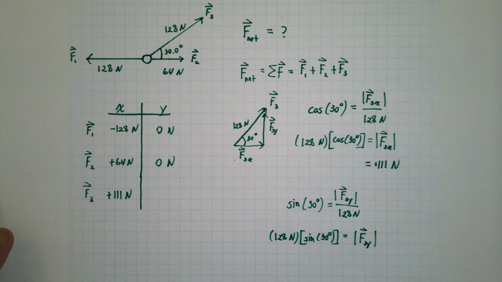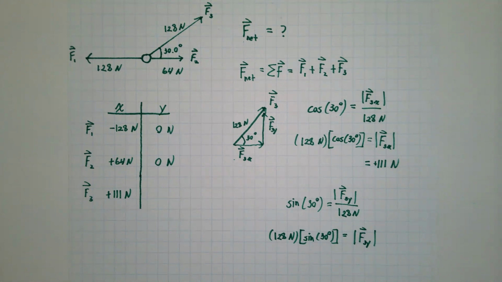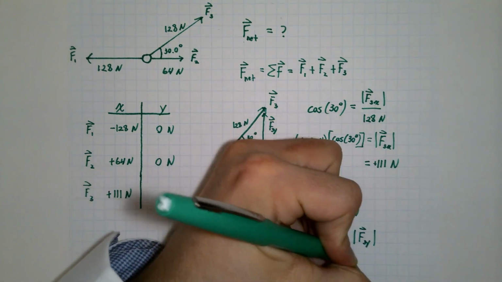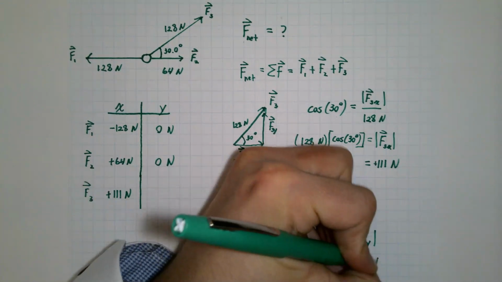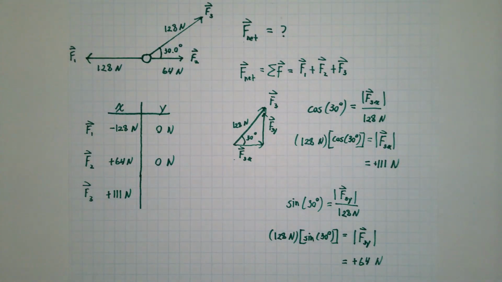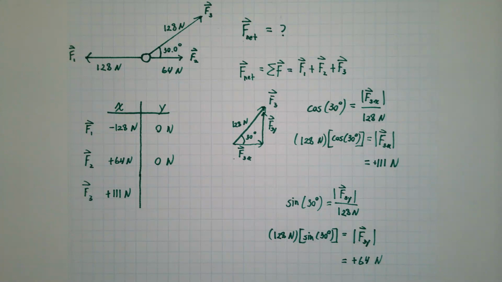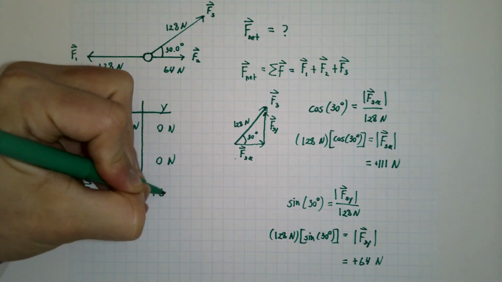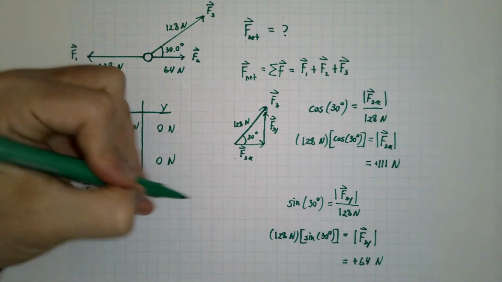128 times the sine of 30 degrees is 64 newtons. Upwards, right, in the positive direction, positive y, or to the north. So we get positive 64 newtons filled out right here.